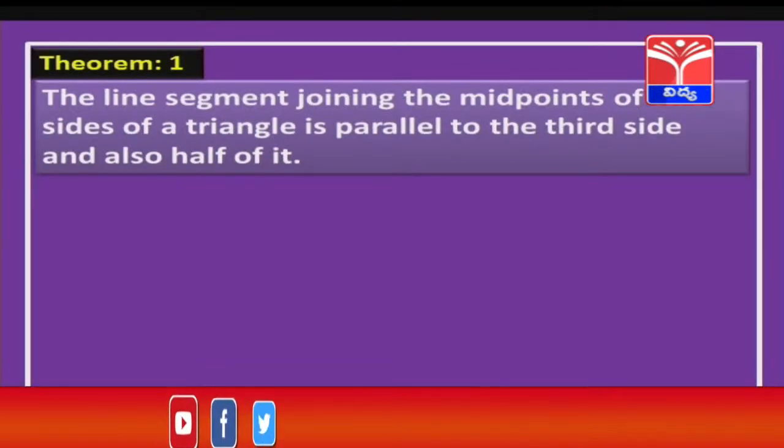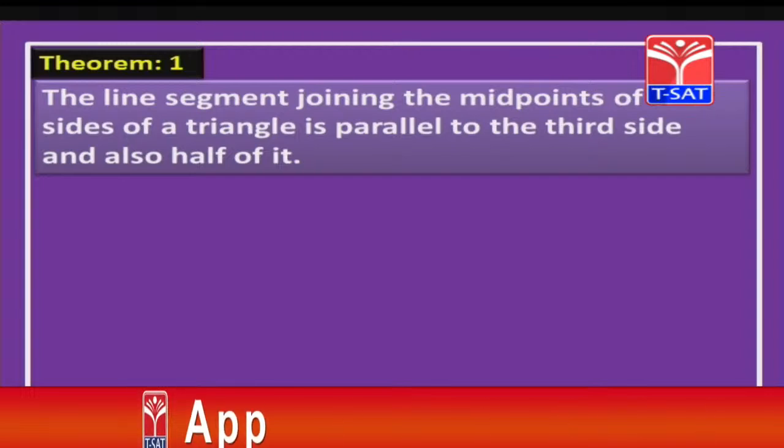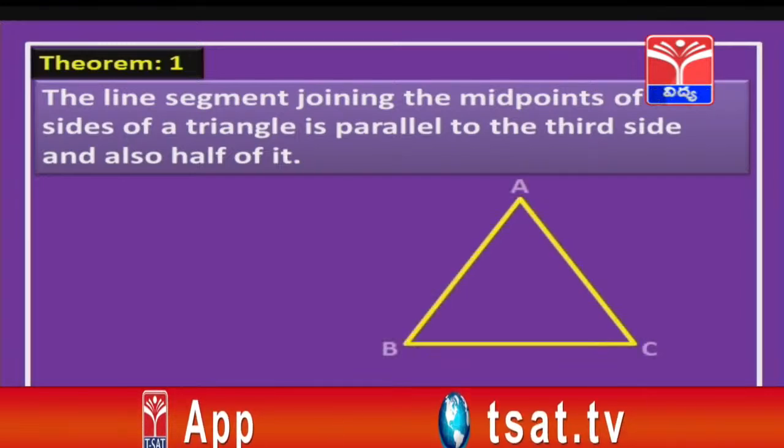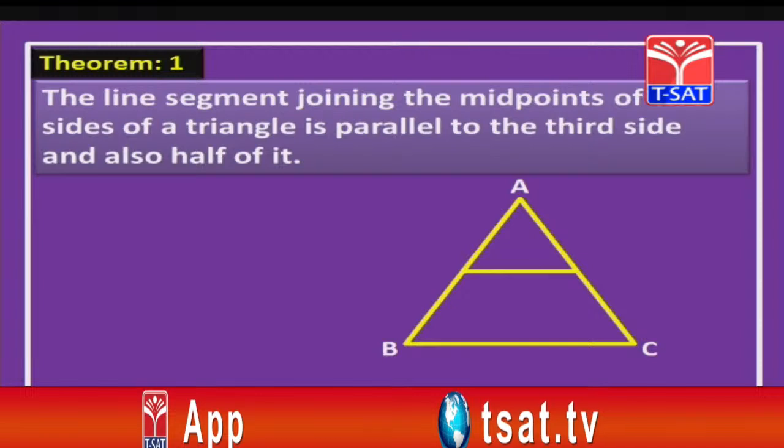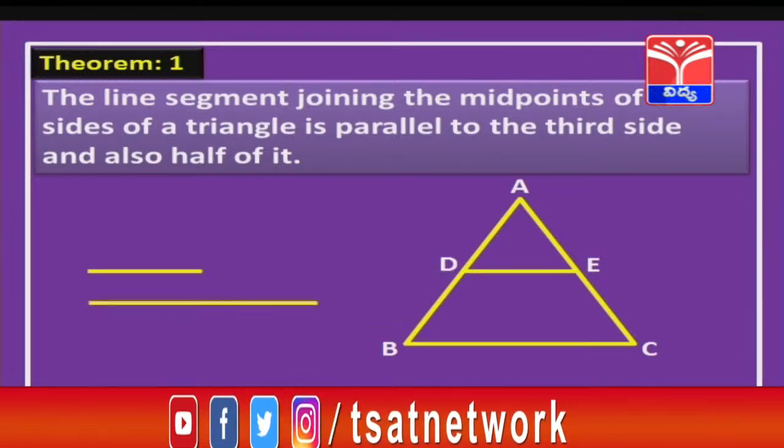Children, till now we have proved some corollaries. Now, let us move on to our next part, that is the midpoint theorem. The line segment joining the midpoints of two sides of a triangle is parallel to the third side and also half of it. So, this is the statement of our first theorem. We have a triangle ABC and a line segment which is joining the two midpoints. What are the midpoints here? D and E.